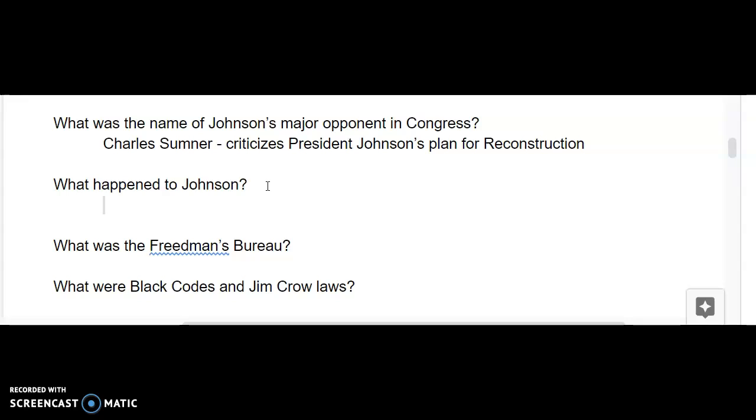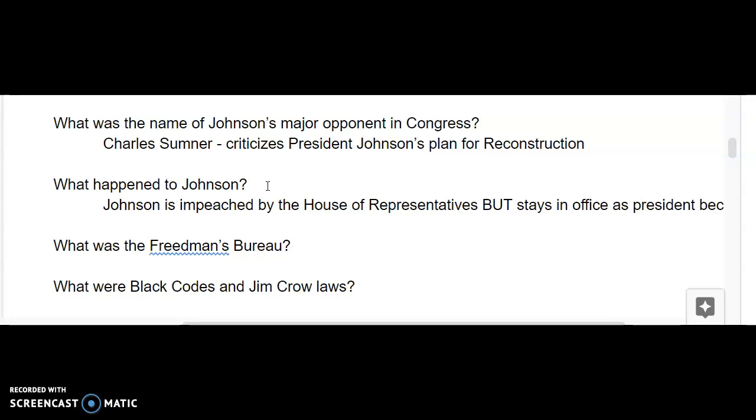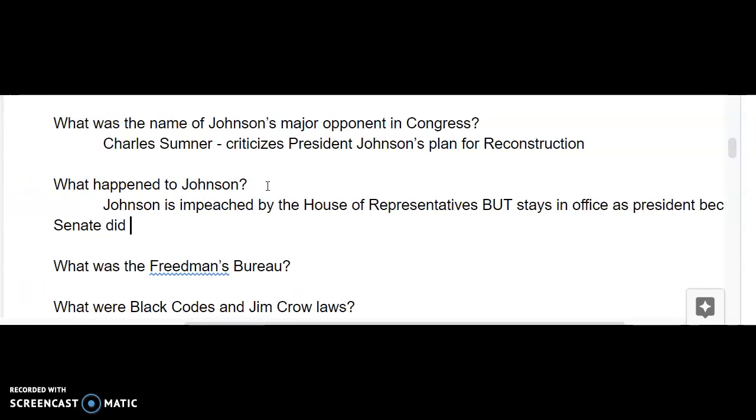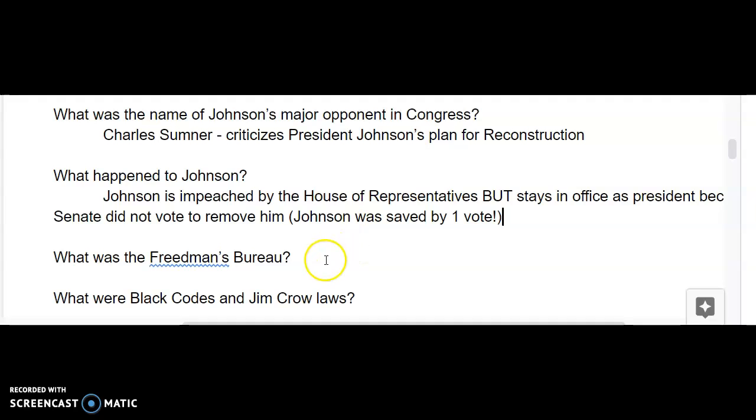So ultimately, Johnson will be impeached. Johnson is impeached by the House of Representatives. He is the first president to ever be impeached, but stays in office as president because the Senate did not vote to remove him. Once you get impeached, you have to go on trial in the Senate. Johnson was saved by one vote. So he was able to stay president by one vote.